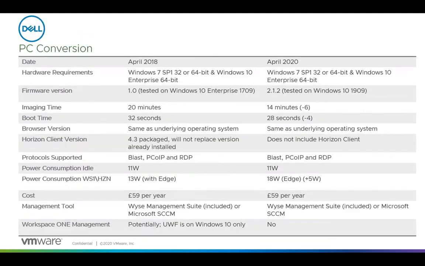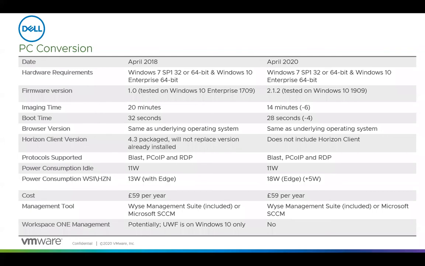For Dell, there was a slight change in the code base as well. So when we originally tested back in April 2018, the Horizon client was included in there. It was a slightly older version, but it was included. And the way it worked is that when you installed the software, if it detected a Horizon client existed, it didn't install the one that was bundled in.